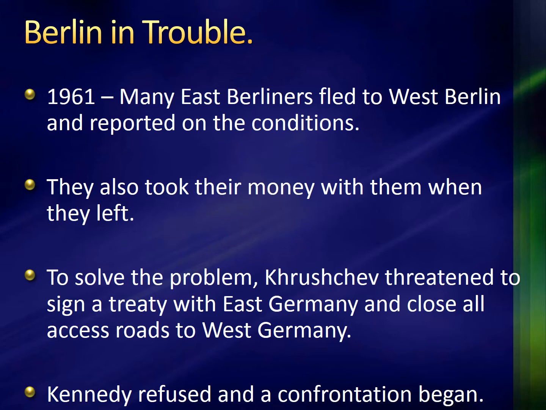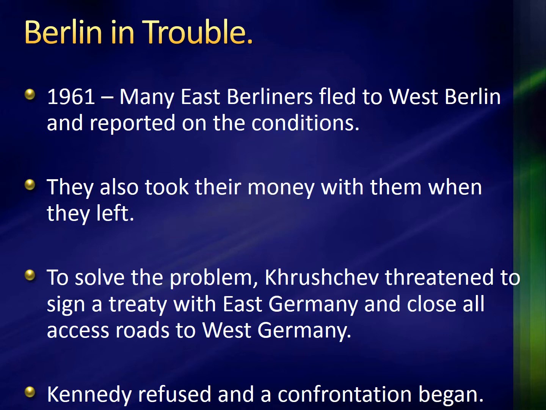All right, so Berlin in trouble. So also in 1961, many East Berliners were fleeing to West Berlin and reporting on the poor economic conditions of that side of the country. So remember that Germany had been divided up after World War II, and the section that the Soviets controlled, well, it wasn't as successful or economical as say West Berlin. So many people in East Berlin are fleeing to West Berlin, and they're taking their money and resources with them when they left. And again, they're reporting saying, hey, you know what, East Berlin, it stinks over there. We want to stay here.